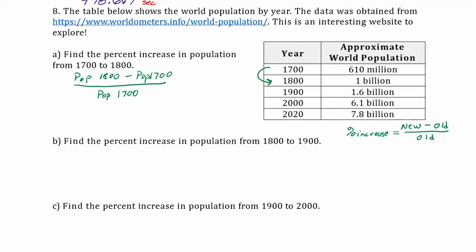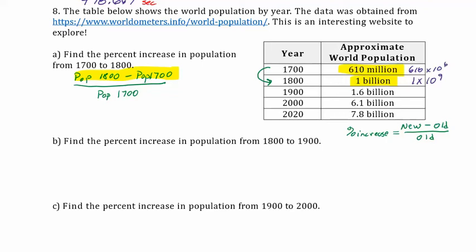Okay, so this is the first time that we're really talking about subtracting with these kinds of numbers. So we want to talk about that a little bit here. To find the population of 1800 minus the population of 1700, we need to subtract these two numbers. So let's write them out in scientific notation, or as a power of 10. So 1 billion is going to be 1 times 10 to the 9th, right? And then 610 million, we could write as 610 times 10 to the 6th, or we could write it in other forms as well by moving that decimal around.